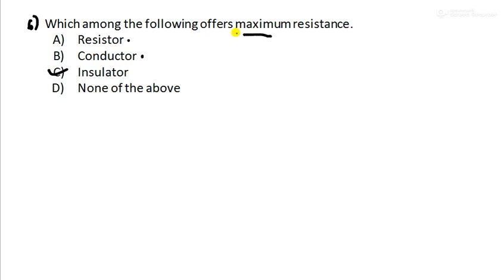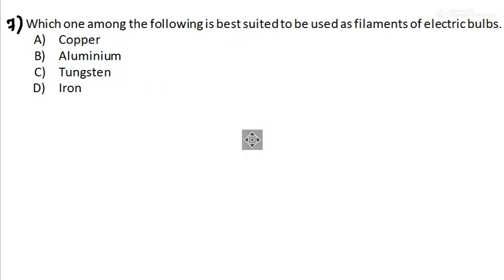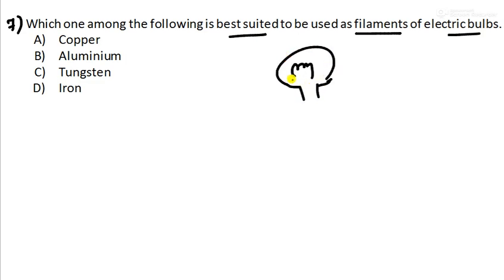Okay, so moving to the next question now. Which one among the following is best suited to be used as filaments of electric bulbs? So you might have seen the filaments in a bulb, right? What are they made up of? They are mainly made up of tungsten. So option number C is the right choice, tungsten.